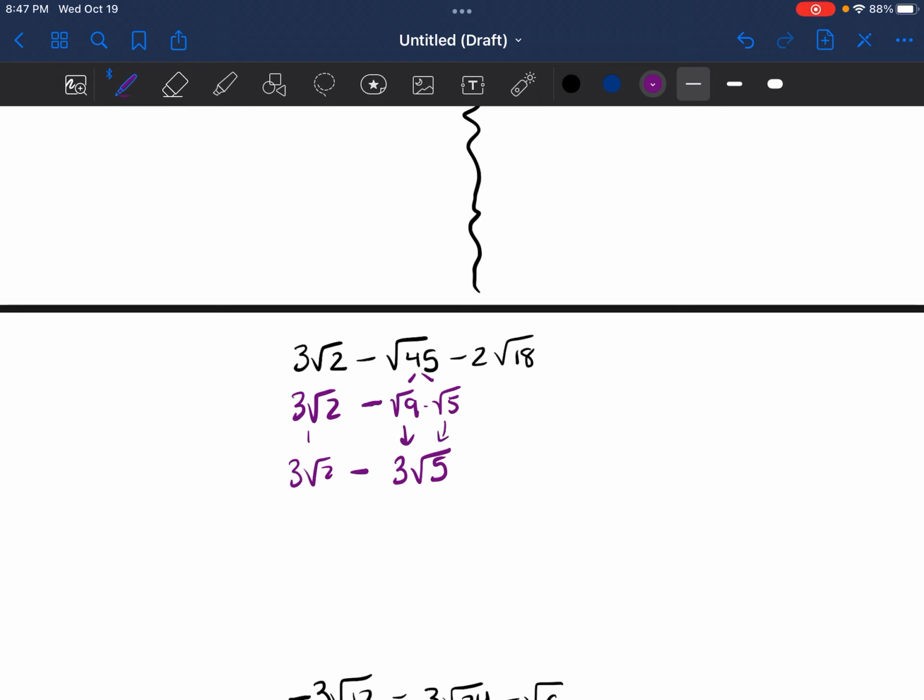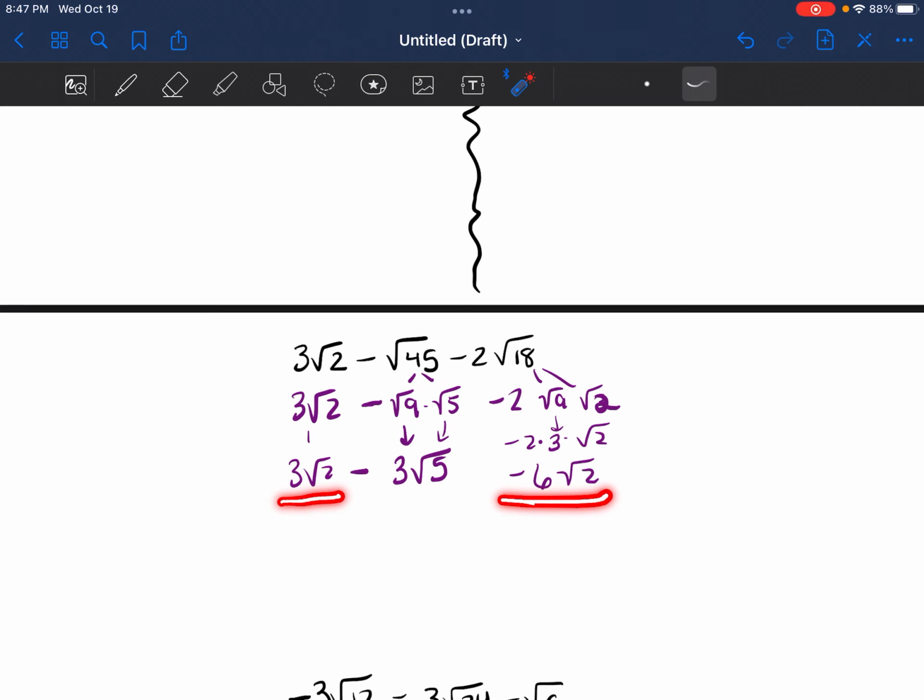Okay? So now I'm going to look at this next part, the negative 2 and the square root of 18. So that's 9 and 2. Well, the square root of 9 is 3. And then we'll leave the square root of 2 as it is. Negative 2 times 3 is negative 6 square roots of 2. And now I actually do have like terms.